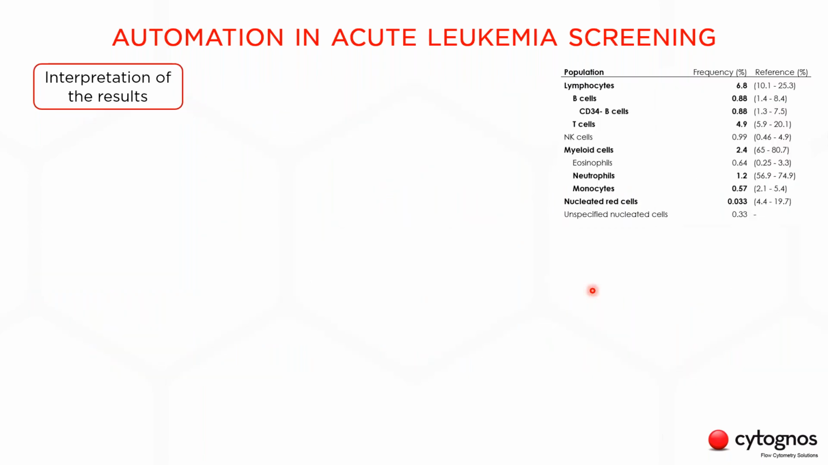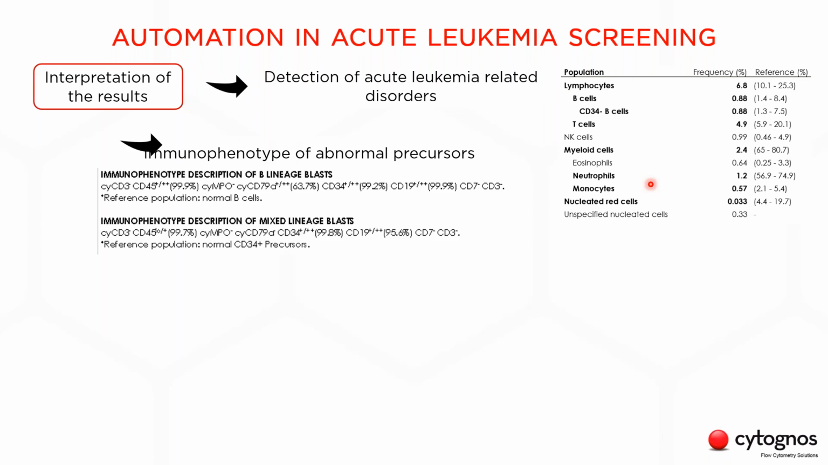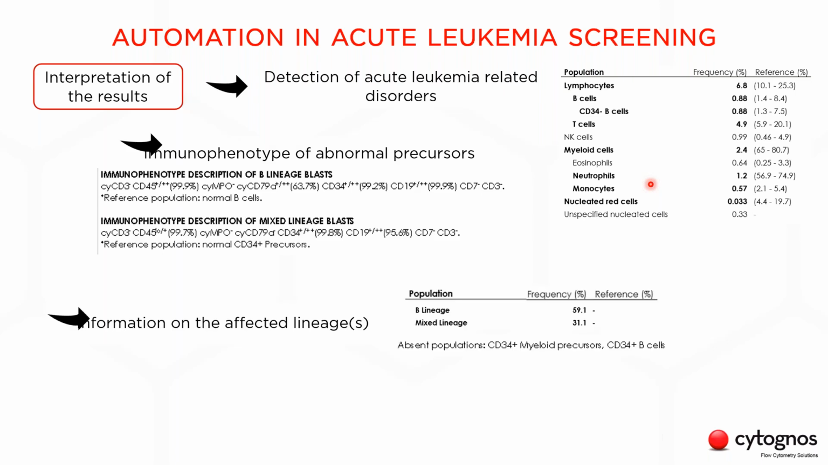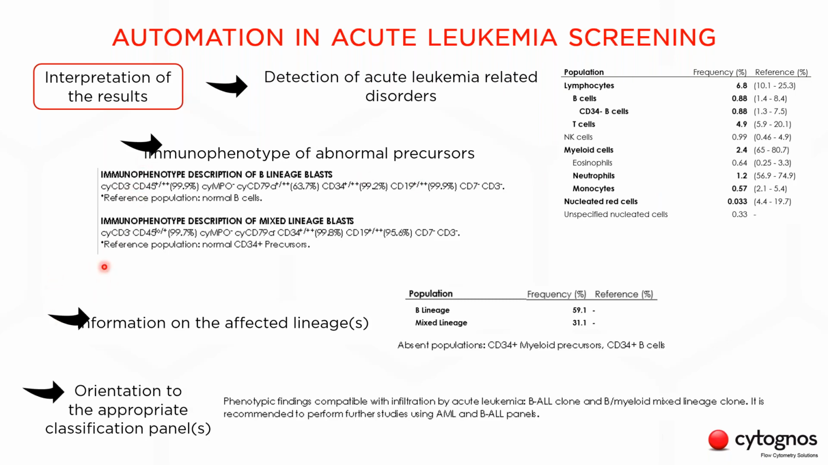And here we have the interpretation of the case, including information not only about the blasts, but also the detection of potential related disorders of the patient. So you have the complete immunophenotype of each of the aberrant populations, even if you have several lineages affected. Also additional information on the presence or missing populations of the patient, and most importantly, which panel to run next for further classification of the disease.